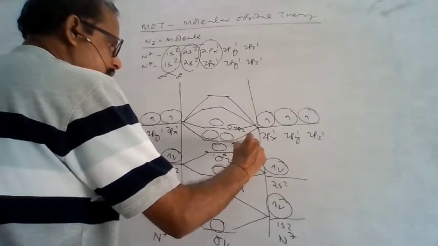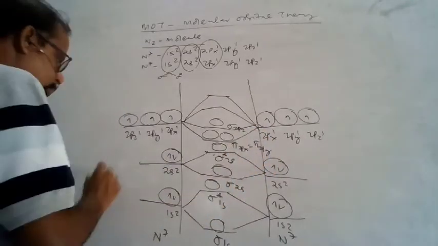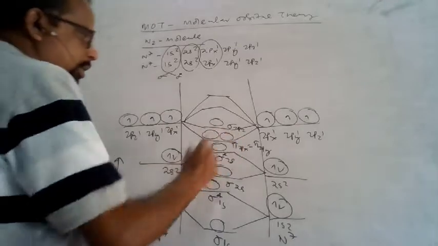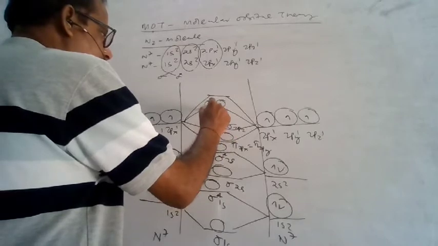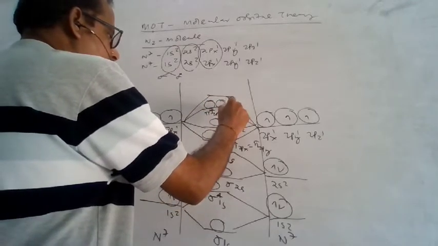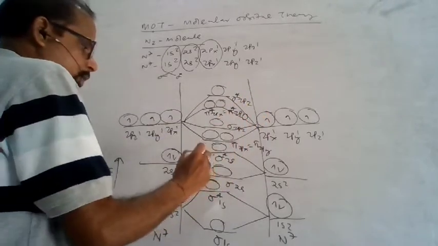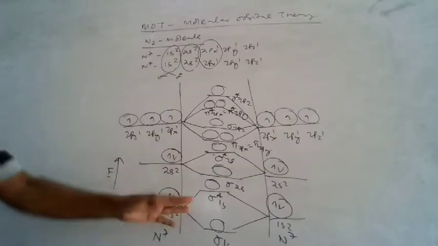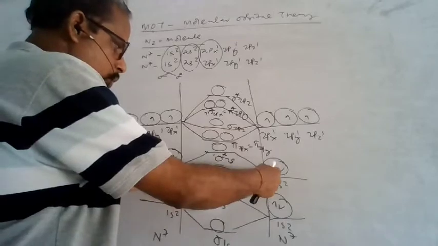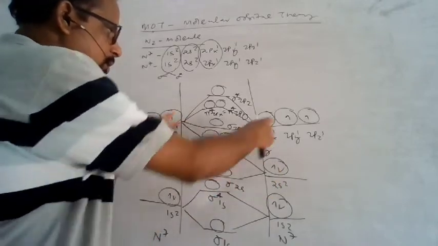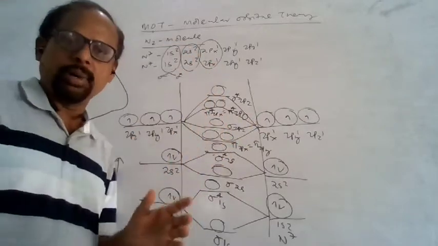The 1s2 and 1s2 will overlap to form the sigma 1s and the sigma star 1s. The electrons I will explain later. Then the sigma 2s and the sigma star 2s. But in nitrogen, the pi orbitals are more stable as compared to sigma orbitals, because the inter-electronic repulsion is less. This is the sigma 2pz.